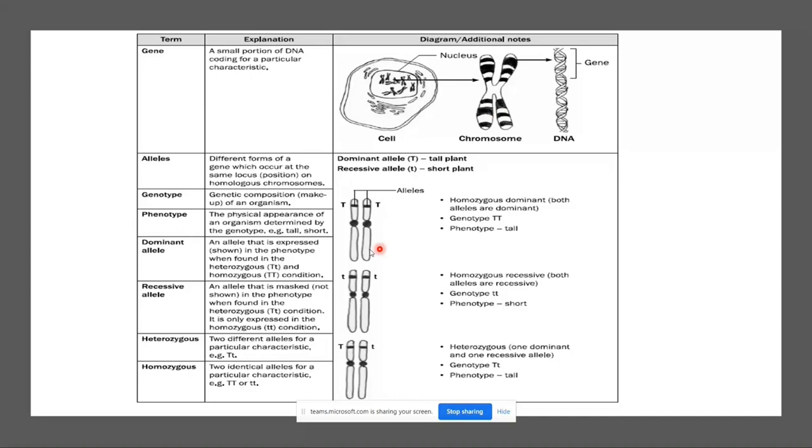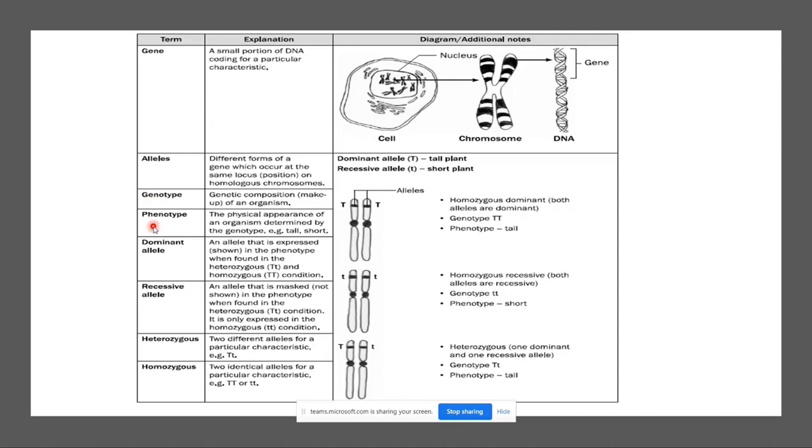Now remember, another concept that we're going to hear in genetics is genotype. Can you see where the word geno comes from? From gene. So we are looking at your genetic composition. So if you ask about a genotype, we want to know what are the genes for that characteristic. And every gene will have two alleles, different forms.